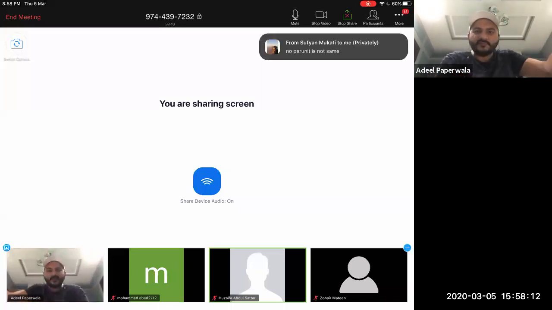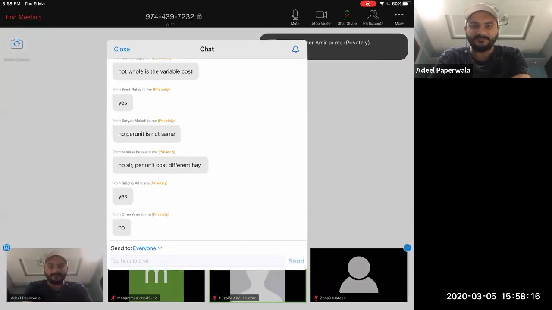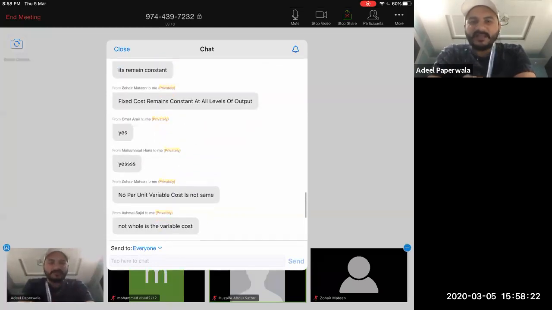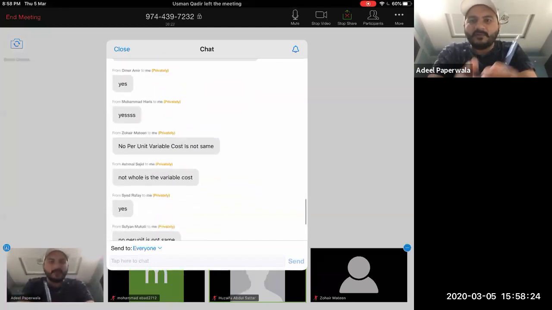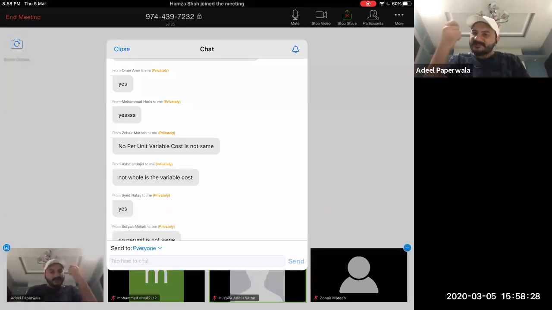At output level of 26,000 units, we had a cost of 49,500, right? At 44,000 units, the cost is 63,000. So what do you think, guys? Is this cost a variable cost? Output level change ho raha hai, hamari cost bhi change ho rahi hai. So can we say that this particular cost is a variable cost?